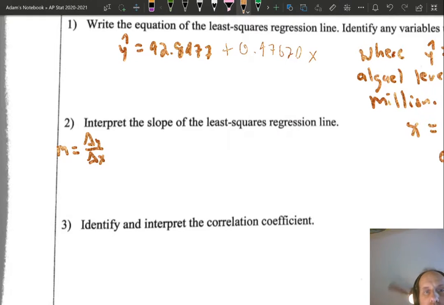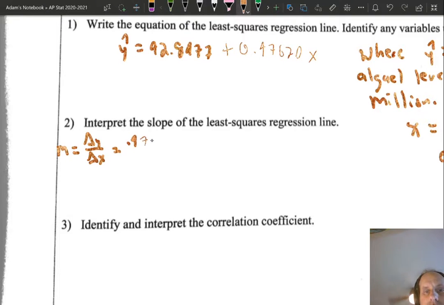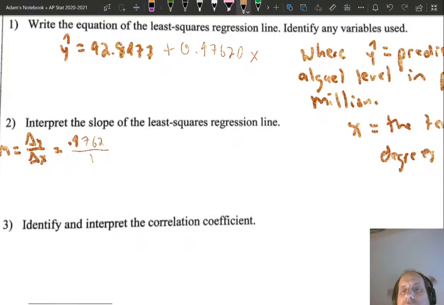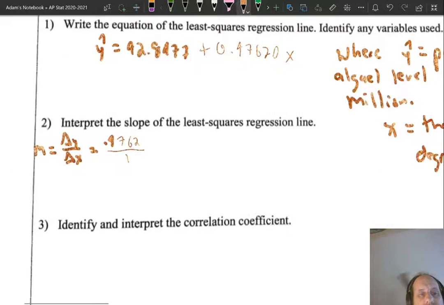So my slope is right here, 0.47620. So I'm going to put that right there, 0.4762, that's fine, over 1. Okay, so that means for every increase of 1 for x, there is an increase of 0.4762 for y. Now we just have to define x and y. X is the temperature, and y is the predicted algae level in parts per million. So here's what we're going to say.